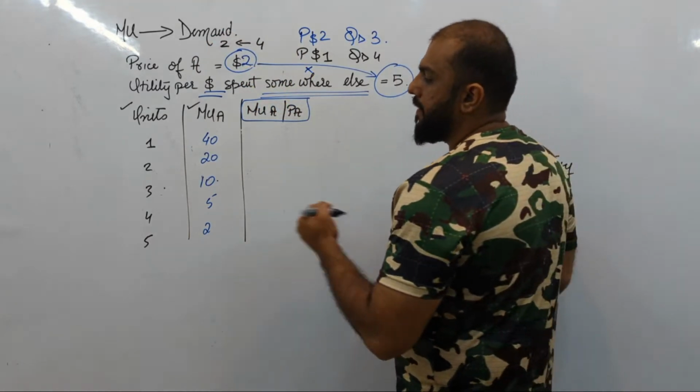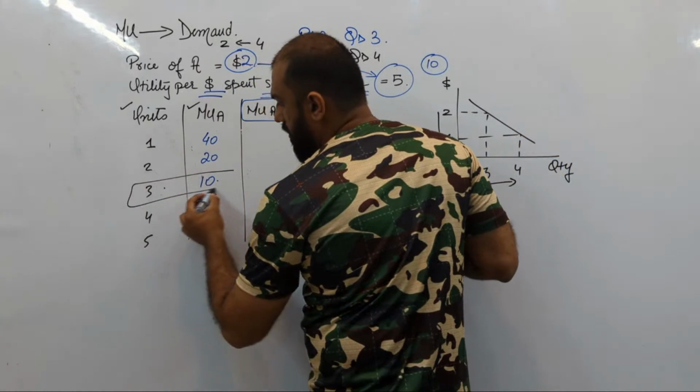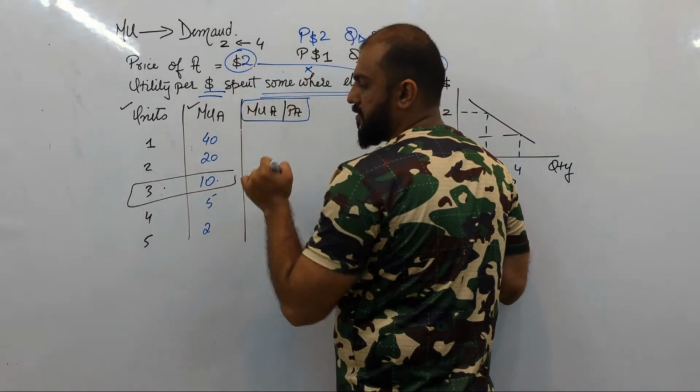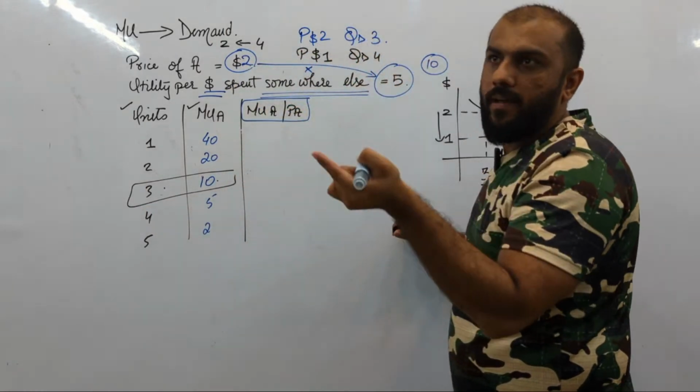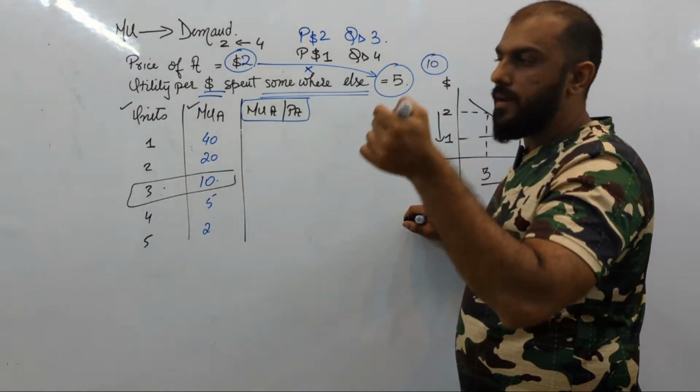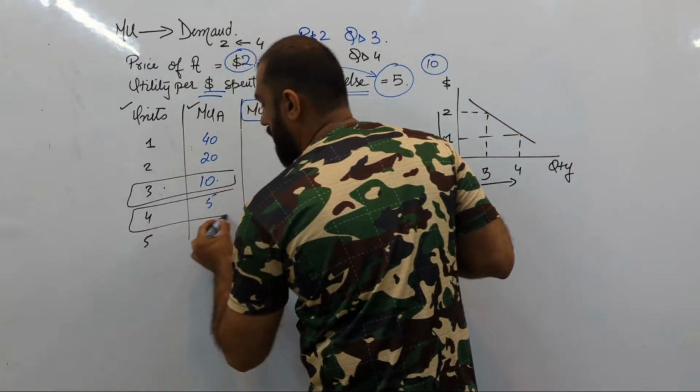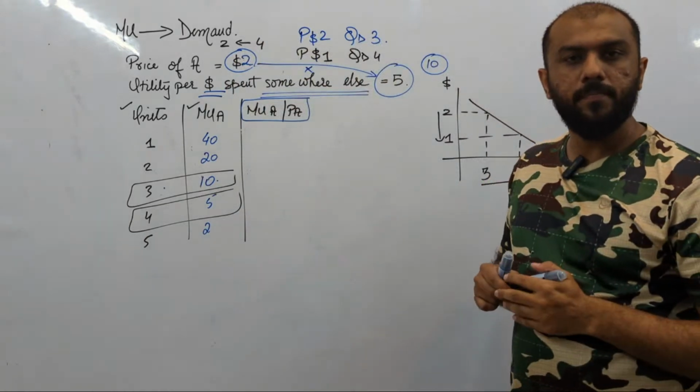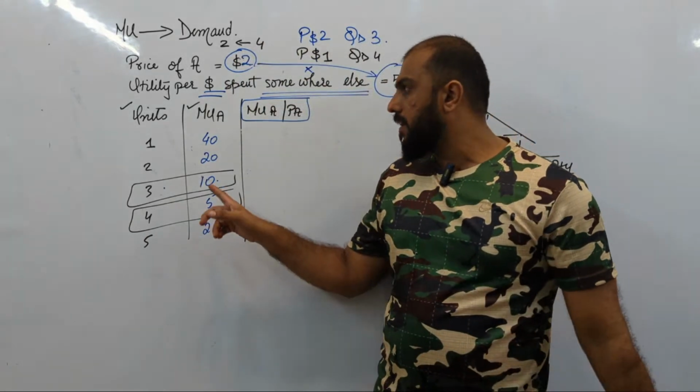So what would happen when I do this? My initial consumption would stop at 3 when the price is 2. And when I decrease the price to 1, my consumption would be the 4th unit. So how did I make the data?